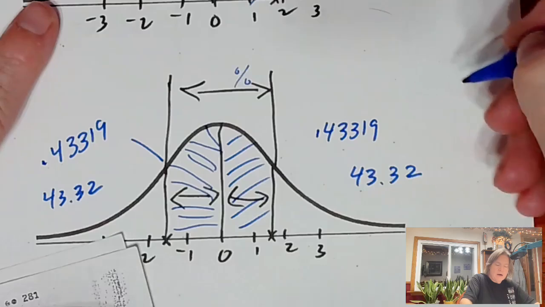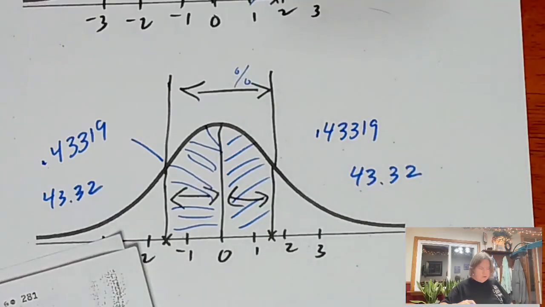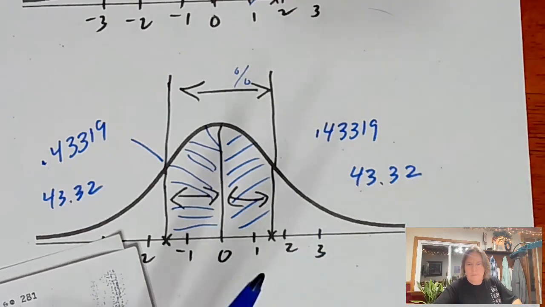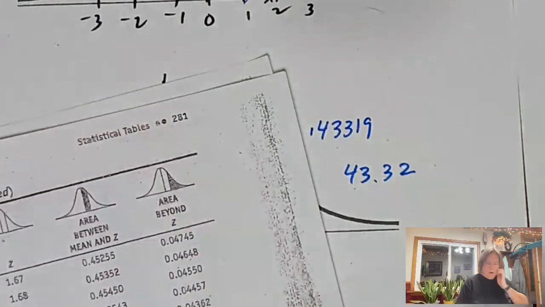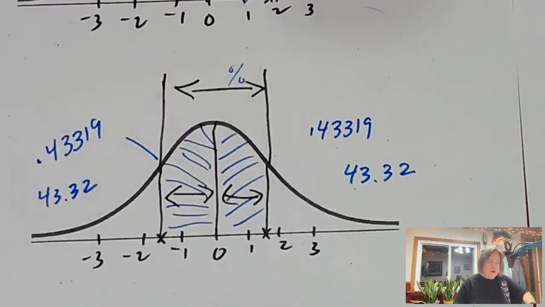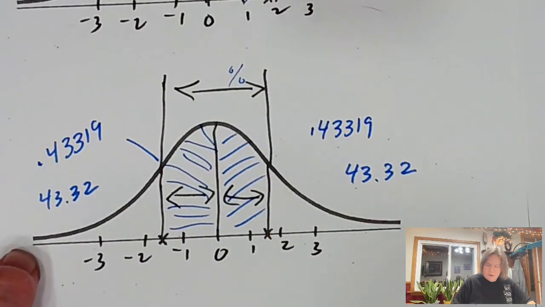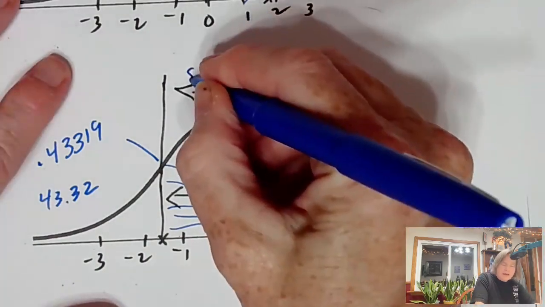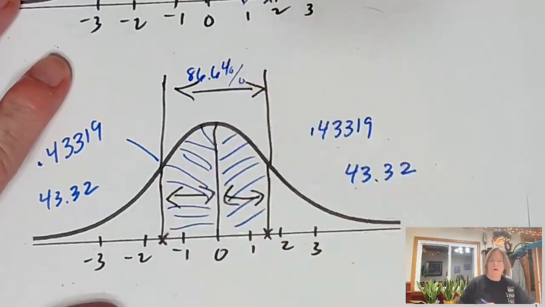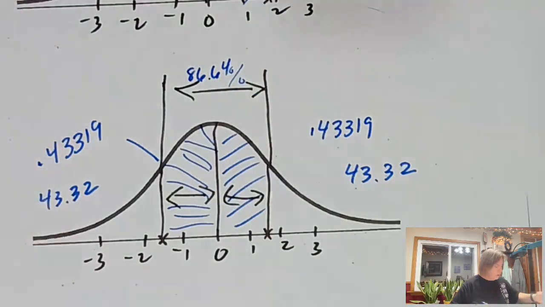Oops, what did I do with the calculator? Hold on. All right, so get your calculator out, and then you're going to add these two together. 43.32 plus 43.32 is 86.64. So 86.64 is your answer for part C.